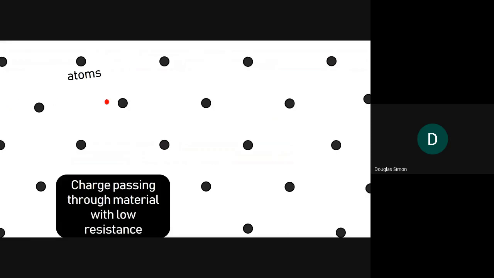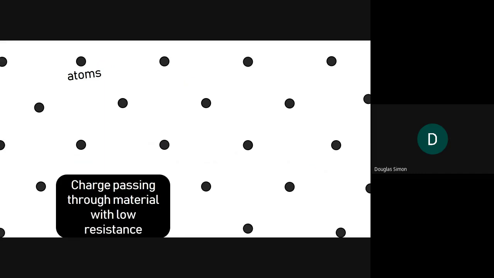Let's see that one more time. So what is happening here? The electron is moving through the material, and every so often it hits one of the atoms or the ions and it bounces off them. But you can probably guess already, every time it bounces off one, that's the material trying to stop it moving. So you can probably guess that the more times it bounces off, the higher the resistance.